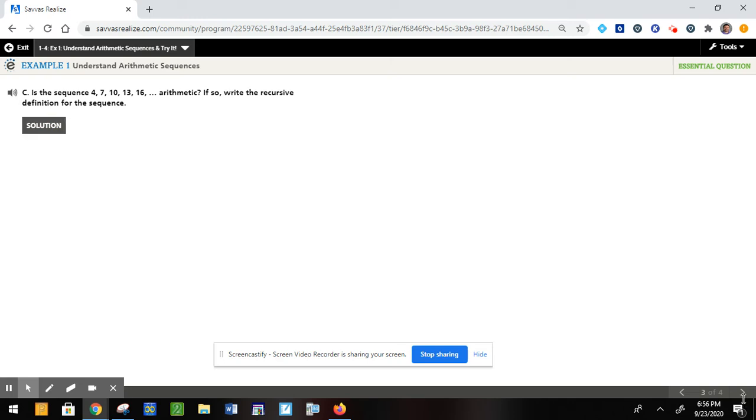All right, so is this sequence arithmetic? Well, 4, 7, 10, 13, 16. It is because it has a common difference. The first term is 4, and then every term after that is just the previous term plus 3.